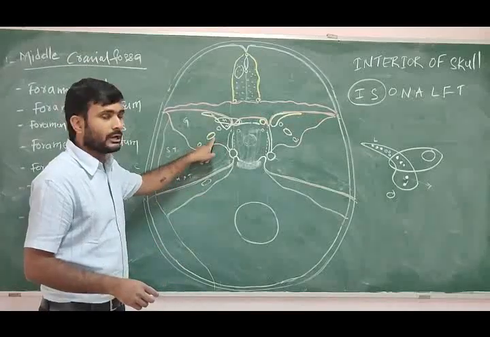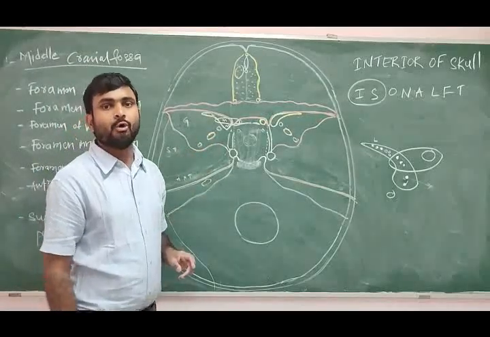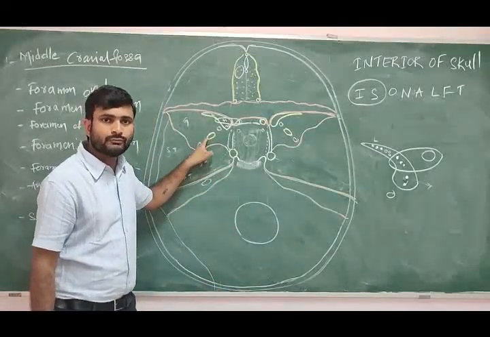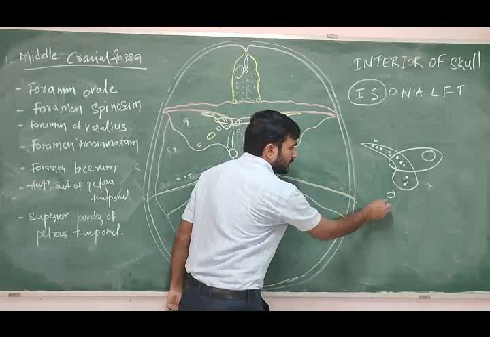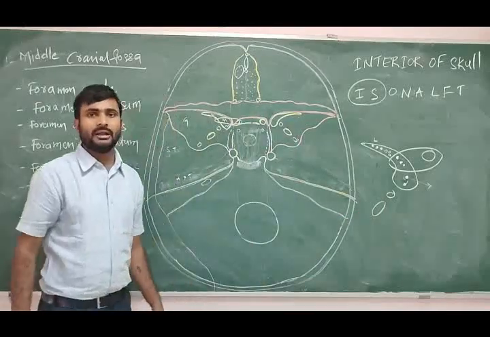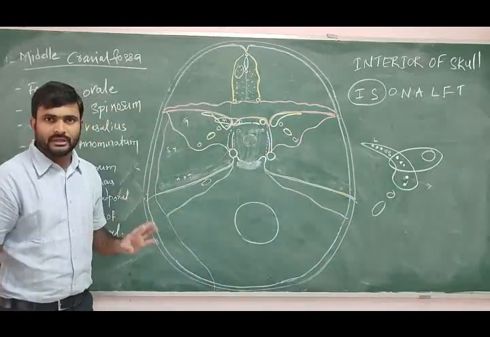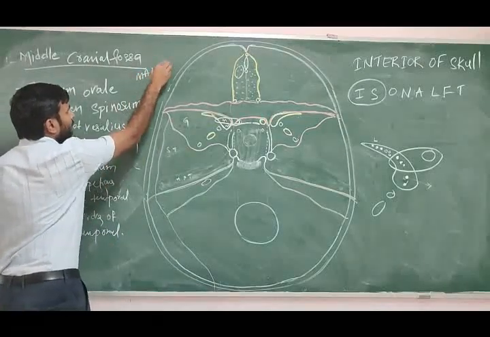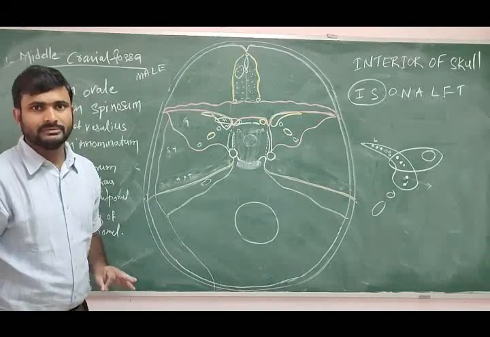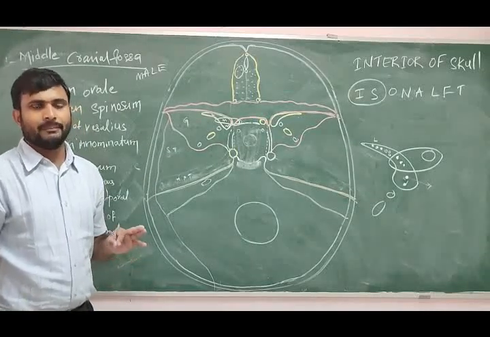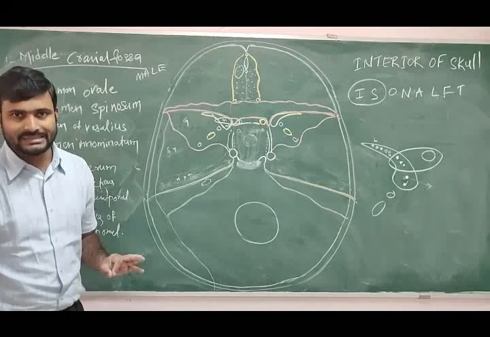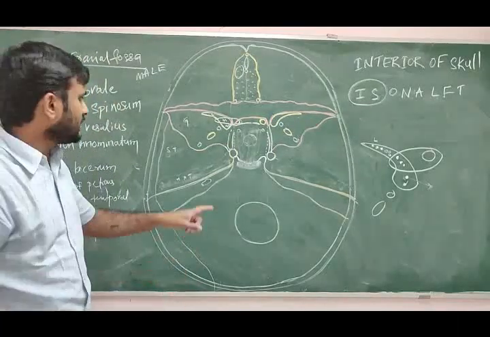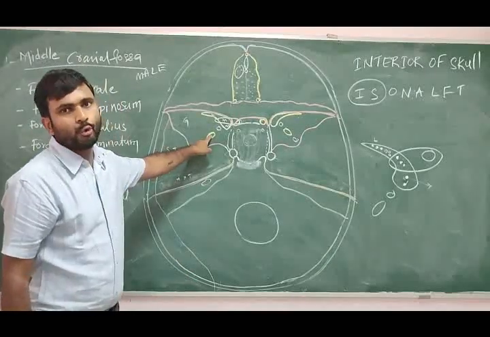First we are seeing the foramen ovale. It is oval in shape. It is present posterolateral to the foramen rotundum. For example, this is the foramen rotundum, and here, posterolaterally, is the foramen ovale. Through this foramen ovale, the MALE structures pass: M-A-L-E, mandibular nerve, accessory meningeal artery, lesser petrosal nerve, and the emissary vein. These structures pass through the foramen ovale.